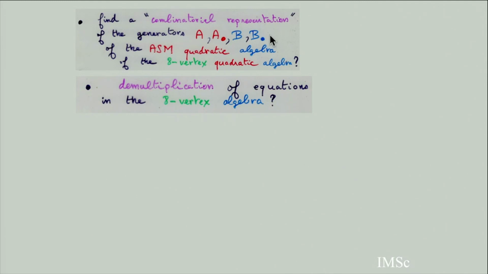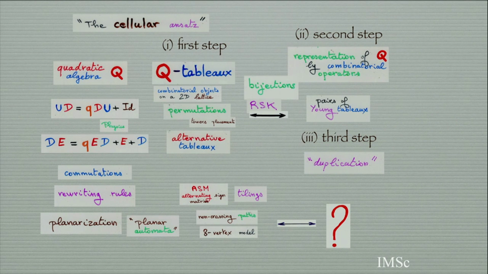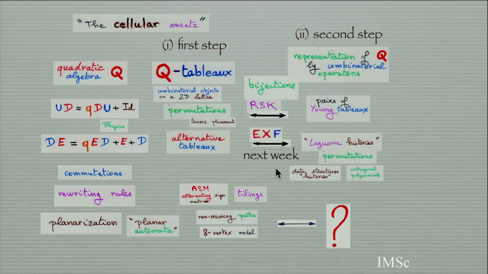I have a way to duplicate it, but it's very ugly and complicated: an analog of RSK for a local rule, or a direct combinatorial proof of the Einstein matrices. So we are in this tableau here. All this question of doing the analog of RSK is completely open. But what is not open is that next time I will start chapter 3.